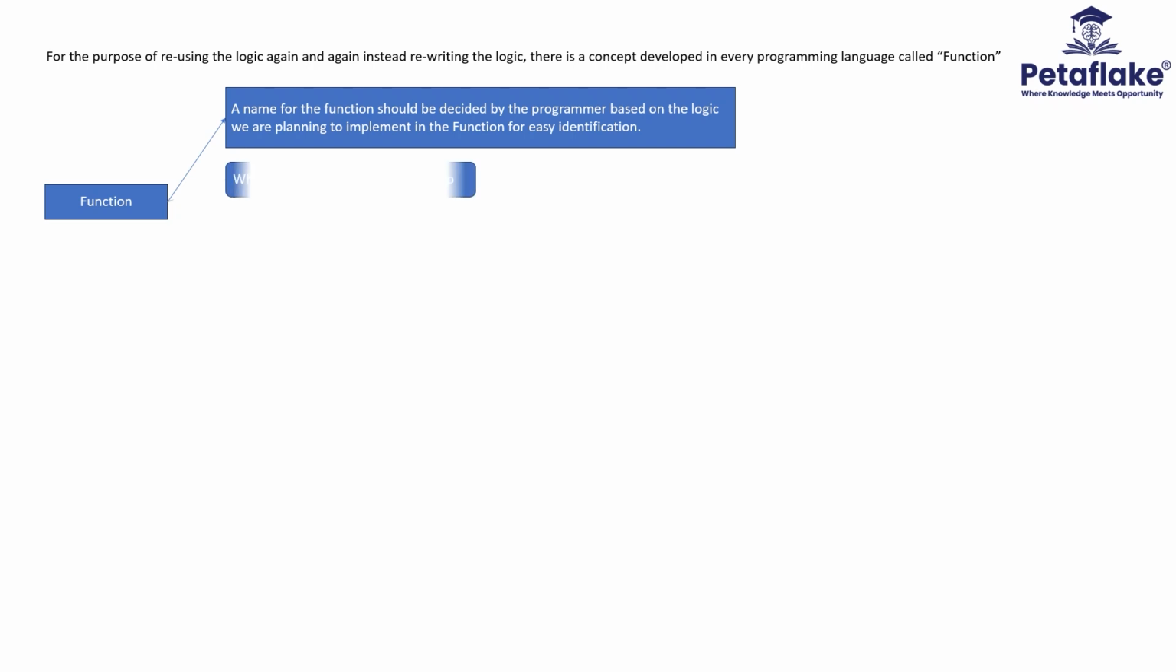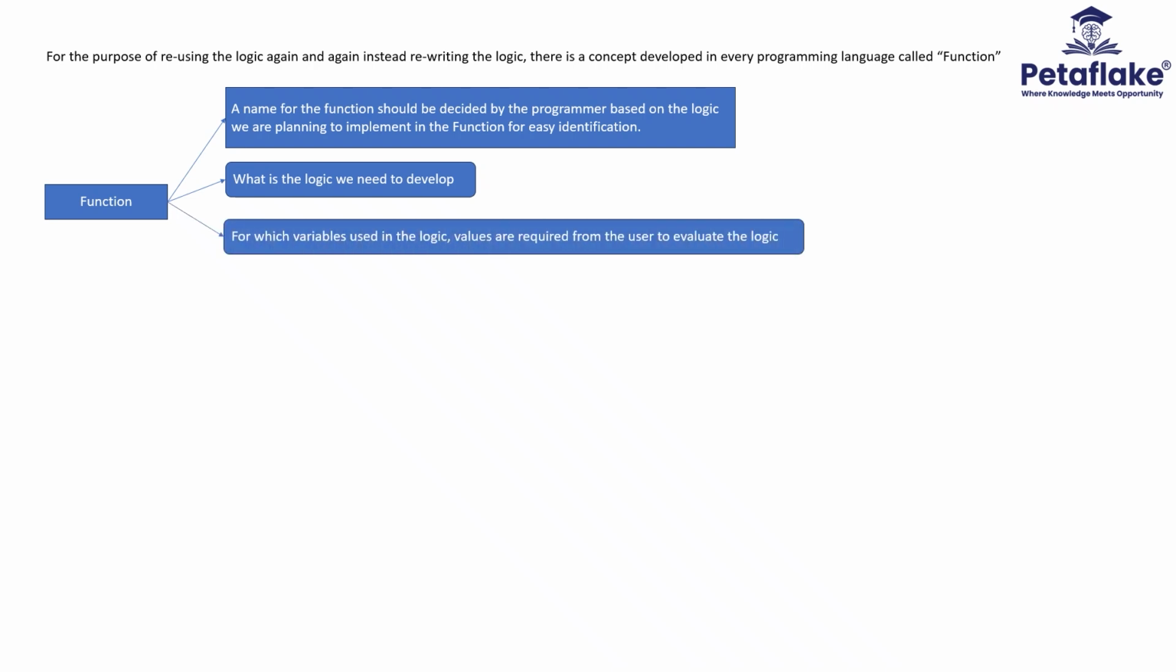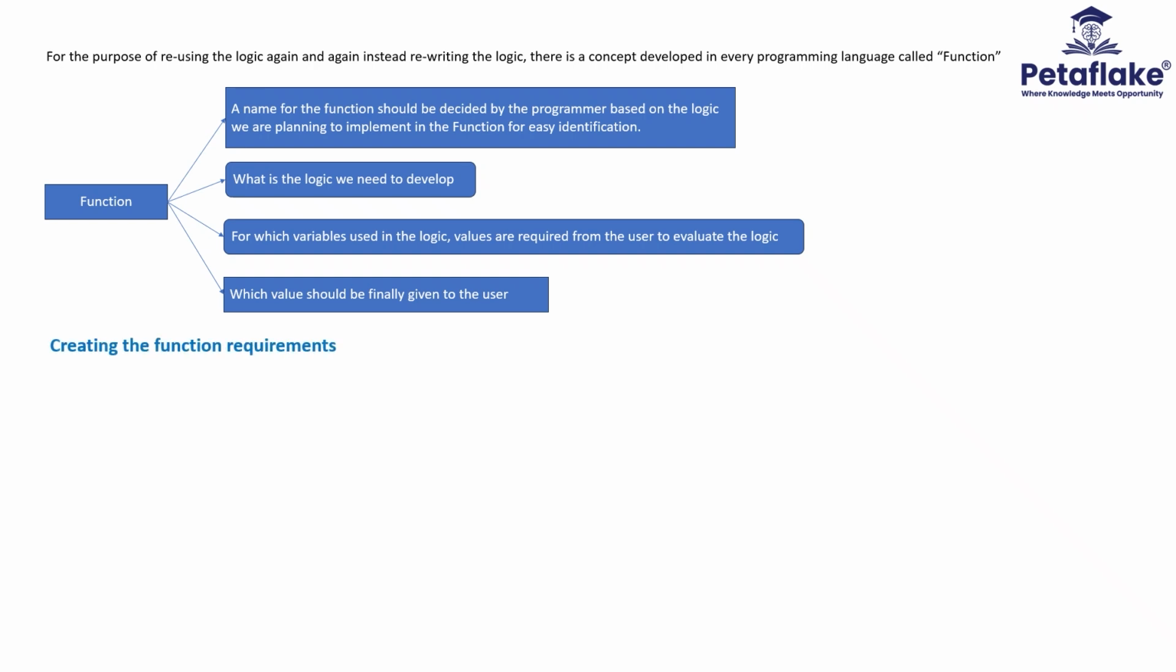The second thing is what is the logic we want to implement inside the function. The third thing is how many variables are used in the logic and for which variables we need to pass the values dynamically. The fourth thing is which results should be displayed as output to the user. Based on these rules, let's prepare the 4 things to develop a function for our requirements.